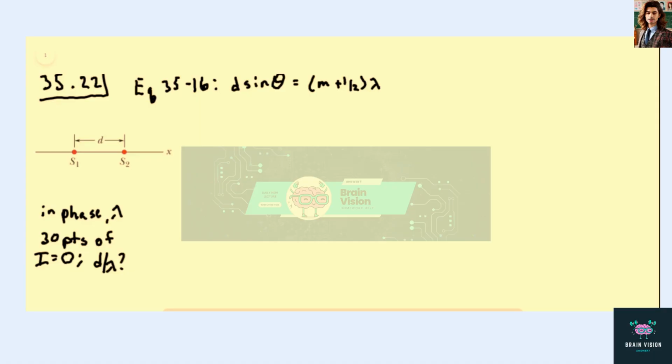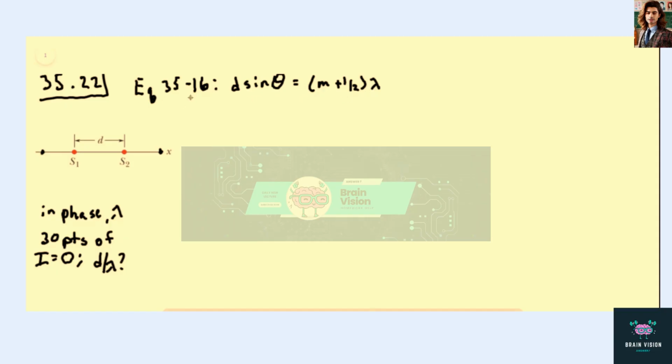35.22, we have this setup of two coherent light sources that are in phase with each other and emitting light at some wavelength lambda. We find that there's 30 points of zero intensity, minima, dark fringes, whatever, in a complete circle around them, including 2 on the x-axis on either side of the sources. And we want to find out what the ratio of d over lambda is.